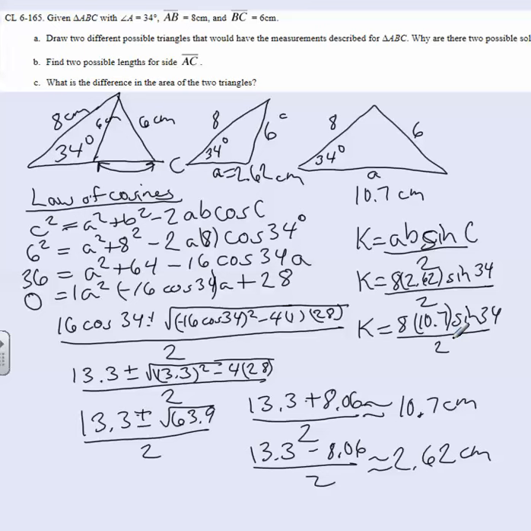And after calculating the two of those and finding the difference, it should be approximately 17.89 square centimeters for the difference between the two. That's part C.